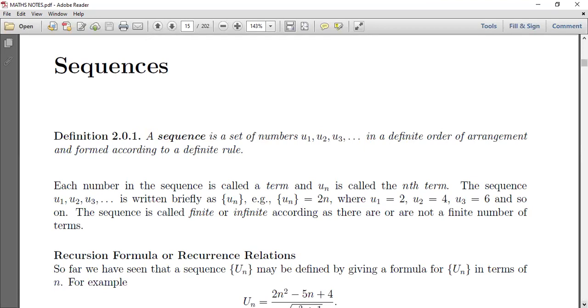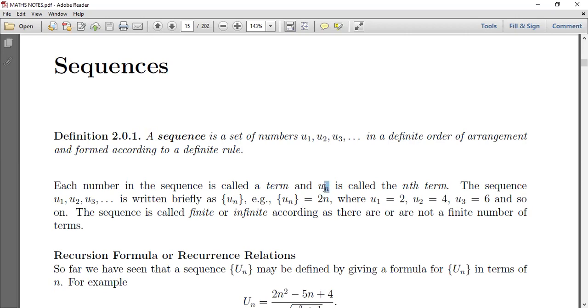Each number in a sequence is called a term. So if you look at, for example, U4 in this sequence, it is a term, U3 is a term, U7 is a term, okay? And then the nth term of a sequence is denoted by Un.